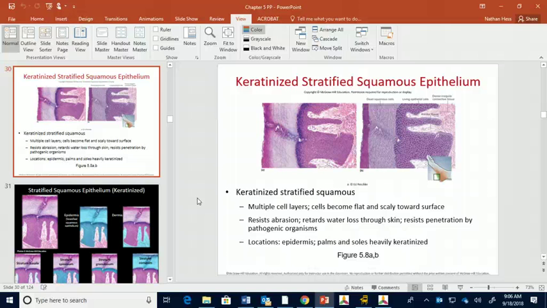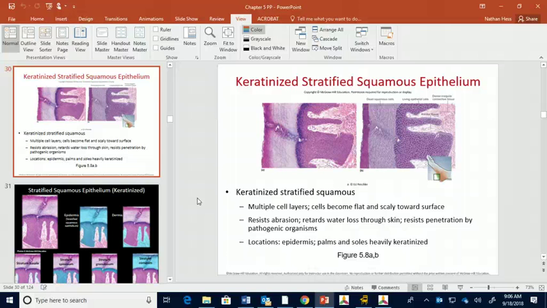Are you comfortable? The main reason why we want this keratin to be present is because this tissue needs to be tough. It's got to be abrasion resistant, right? Because again, we're walking on this tissue all day long, right? So it's got to be nice and tough.